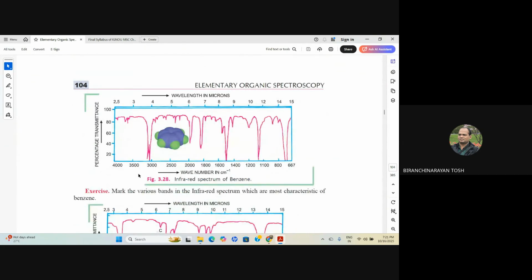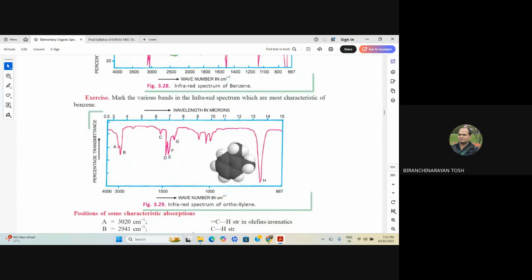So it is shown here for benzene around 1600. This is coming for C double bond C, and this is for the methyl group. Okay, ortho, and the rest is okay. We move to other higher compounds.